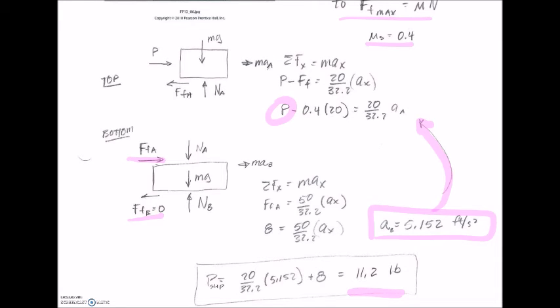Now, if there was a secondary kinetic coefficient of friction, then the accelerations might change a little bit because we have different coefficients of friction. But just to get it to slip, just to get it to begin moving over the top, we need 11.2 pounds.